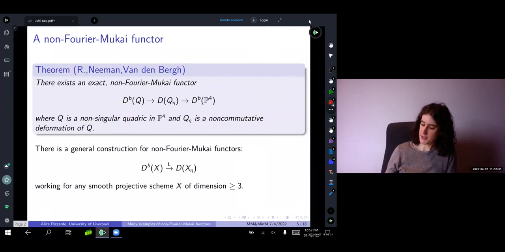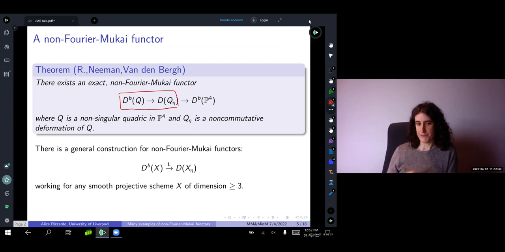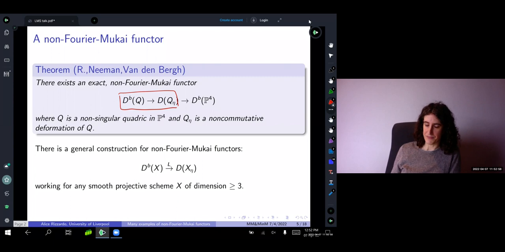So this first part here is a very general construction. Essentially, for each smooth projective scheme of sufficiently high dimension, so we need dimension at least 3, you can write down such a deformation, and you can write down a functor that, interpreted in a suitable way, is non-Fourier-Mukai.